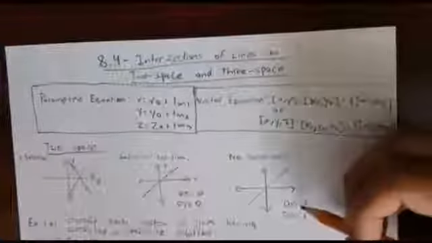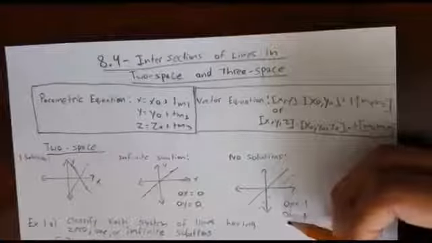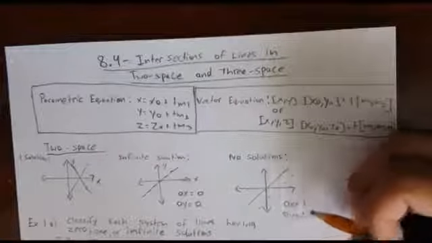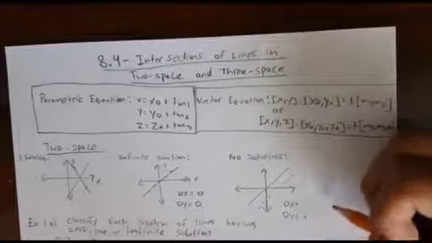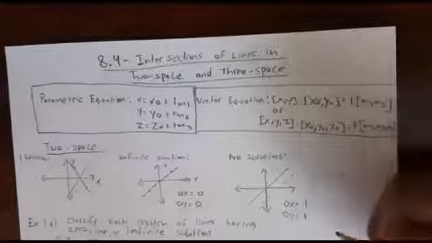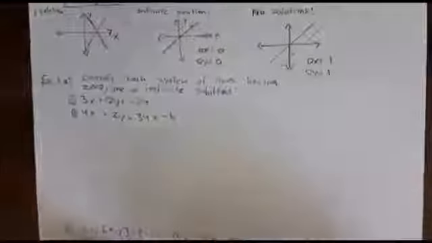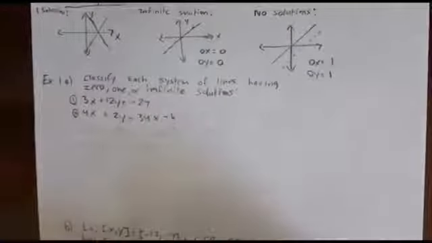This is true because for any value of x and y, they're always going to be multiplied by 0, meaning that the value can only be 0 and the left side will never equal the right side, showing that both lines will never intersect. For example 1, we're going to be classifying each system of lines having either 0, 1, or infinite solutions. Here we have 2 lines in y equals mx plus b form.